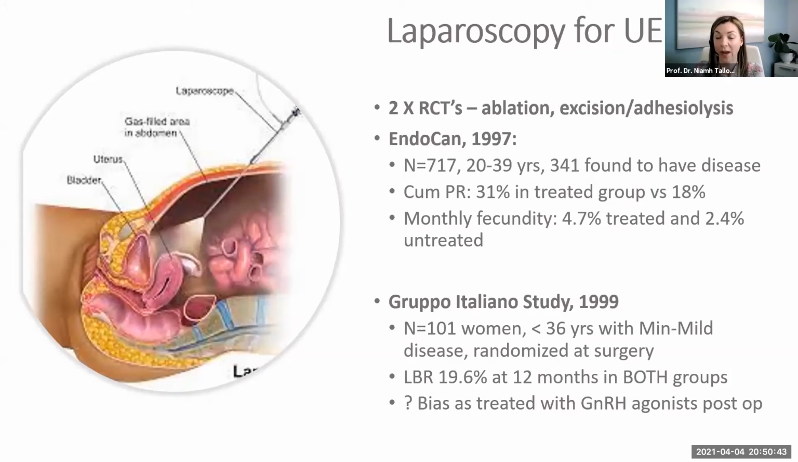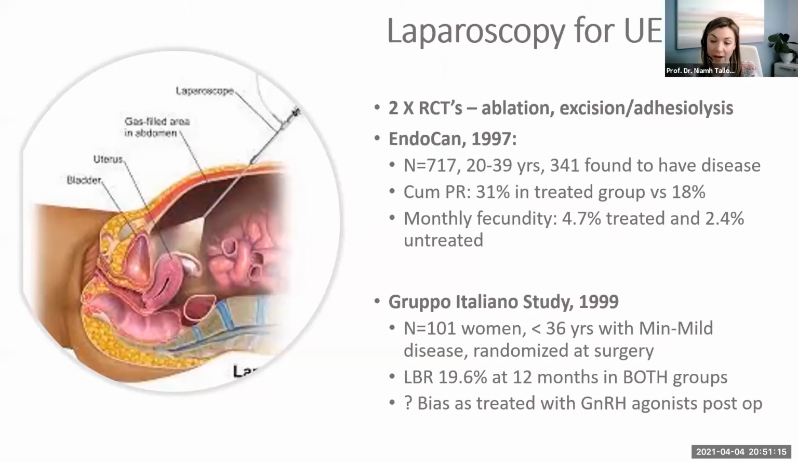The ENDOCAN study took patients who presented with unexplained infertility and looked for endometriosis. If they found endometriosis and treated it, those patients appeared to have benefit over time afterwards, compared to those who did not have endometriosis found and just had a laparoscopy performed. The cumulative pregnancy rates were 31% in the treated group and 18% in those who weren't. If you compared the monthly fecundity, it was not dramatically different, at 4% in those who had endometriosis treated and those who did not.